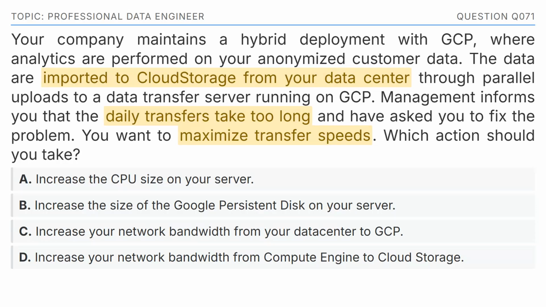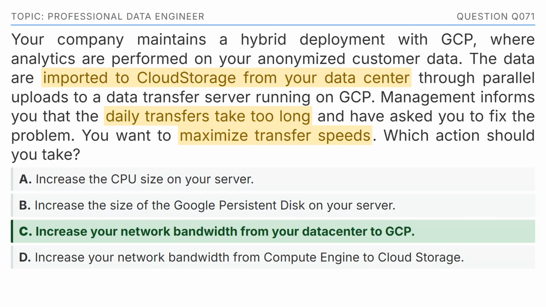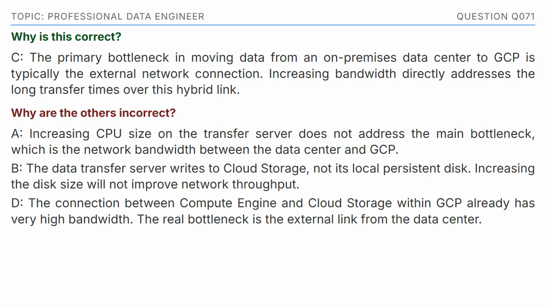To arrive at the correct answer, we focus on the keywords: imported to cloud storage from your data center, daily transfers take too long, maximize transfer speeds. The correct answer is option C, increase your network bandwidth from your data center to GCP. Why is this correct? C.